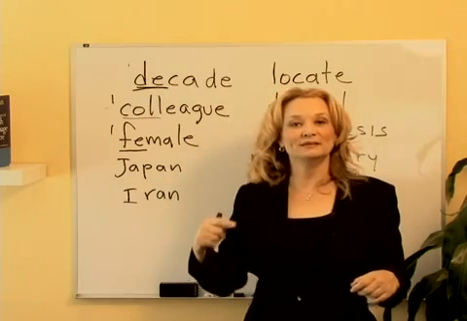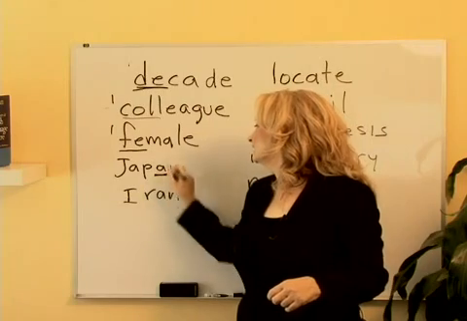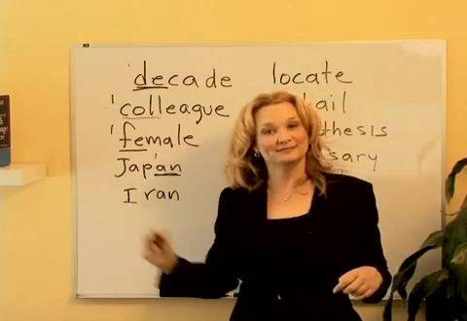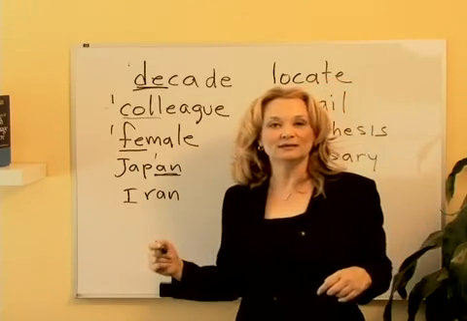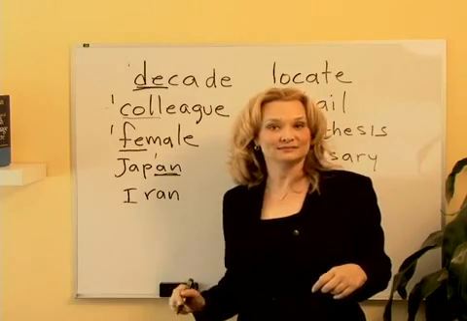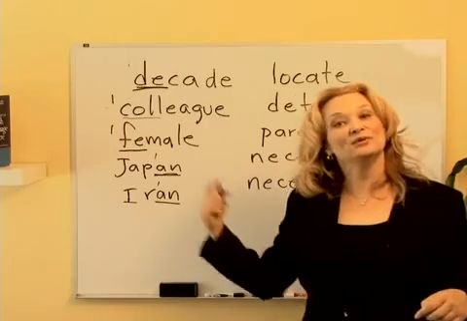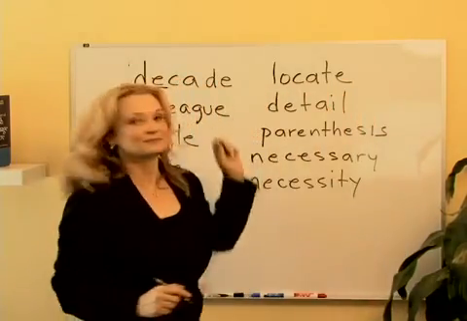Let's look at the next one. Did you say Japan or Japan? In this case, it's the second syllable. I'm from Japan. Let's take a look at the next one. Did you say Iran or Iran? It should be the second one. He's from Iran. Let's look at the next one.